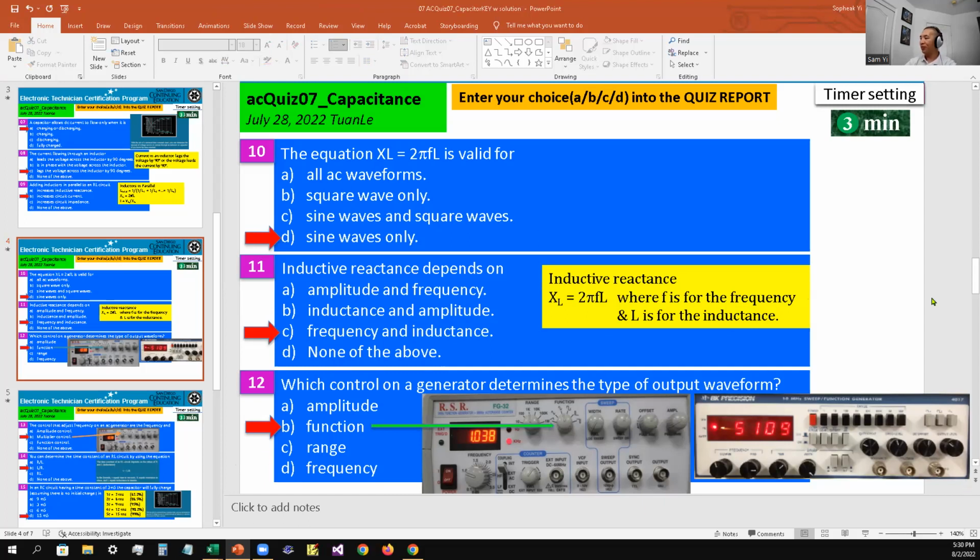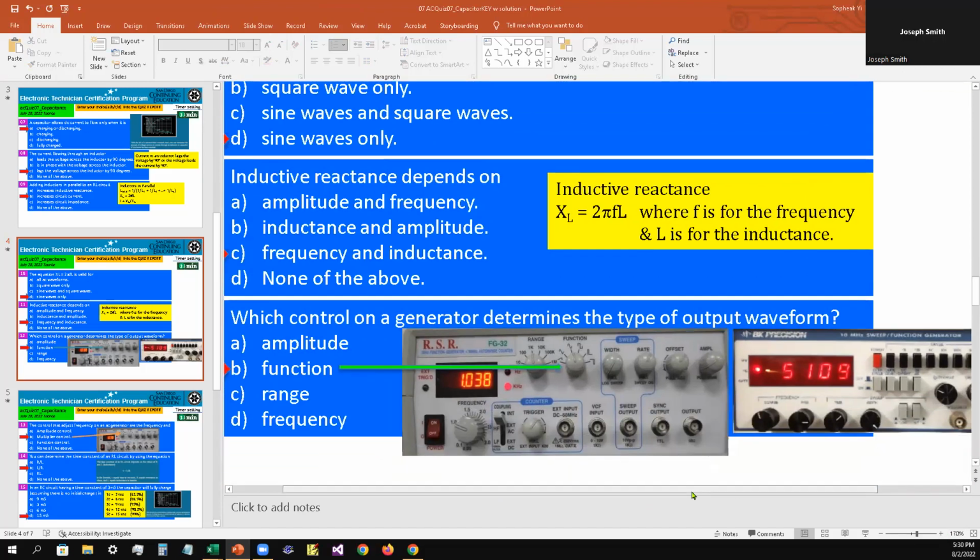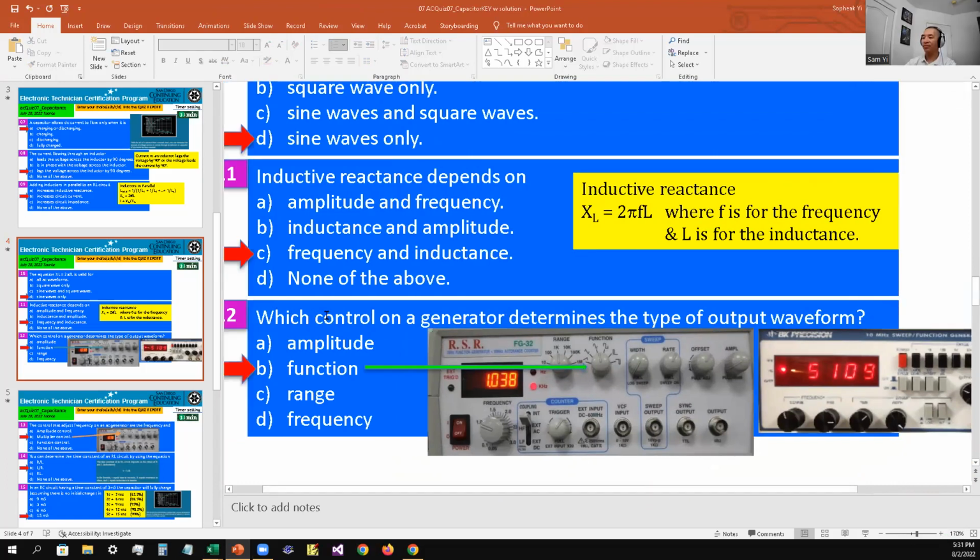Okay, for number 12, this one's a little bit of a tricky question. Yeah, because of the word function. Exactly. And there could be more than one thing under function. So, what control on the generator determines the type of output waveform? Mainly we look at whatever the function is that we set up, either the triangle wave, sine wave, or square wave, or positive edge or negative edge cycle. So first you need the function. So this is the function here.